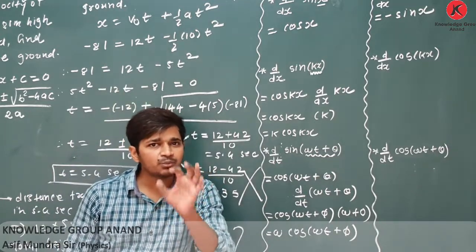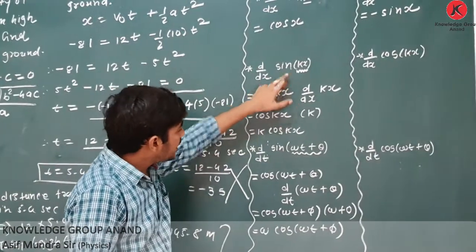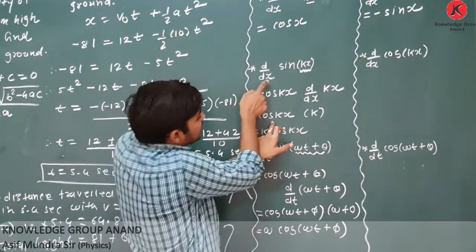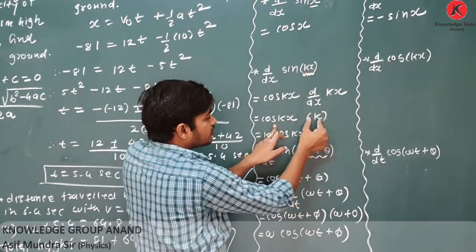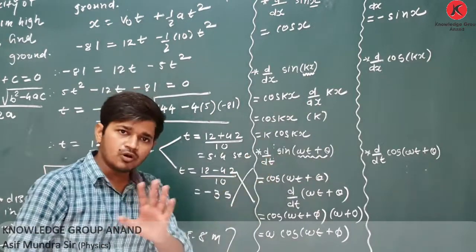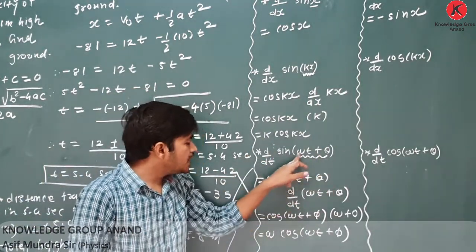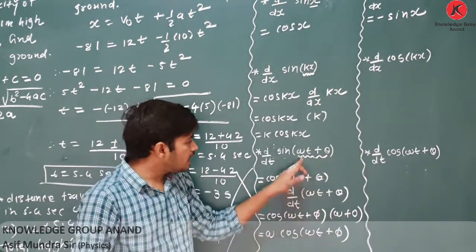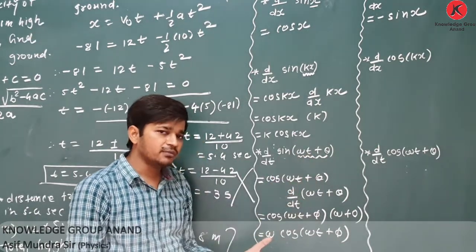Now how to remember easily? See, simple. Sin x, its differentiation is cos x. Now differentiation is with respect to x, and what is the coefficient of x? It is k. Then you have to multiply by k. Similar thing: d upon dt of sin(omega t plus theta). If you are given sine, then it is cos(omega t plus theta). What is the coefficient of t? Omega. Then you have to multiply by omega.